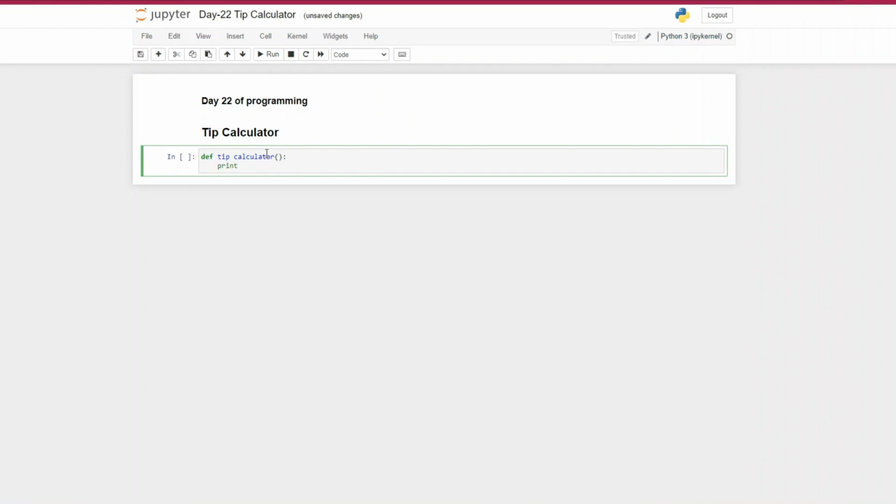First, let me print a welcome statement because this is a tip calculator. So let's have: Welcome to the tip calculator.